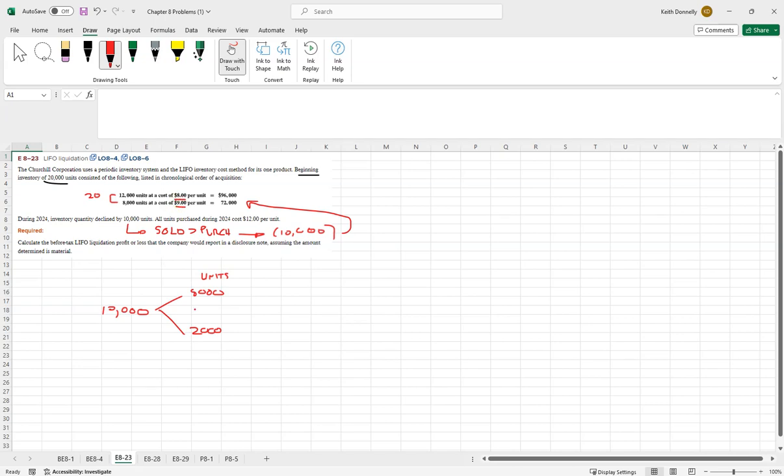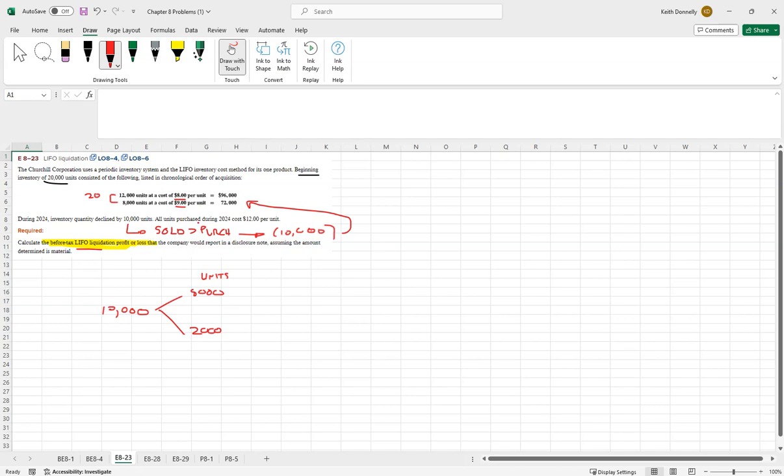That's the starting point. Let's start with units. What are they asking us here? They're giving us some information and then they say, can you please calculate the before tax LIFO liquidation profit or loss the company would report in a disclosure note? So first off, why is this a LIFO liquidation? That's basically saying, hey, in order to satisfy LIFO, we had to dip into the previous layers.